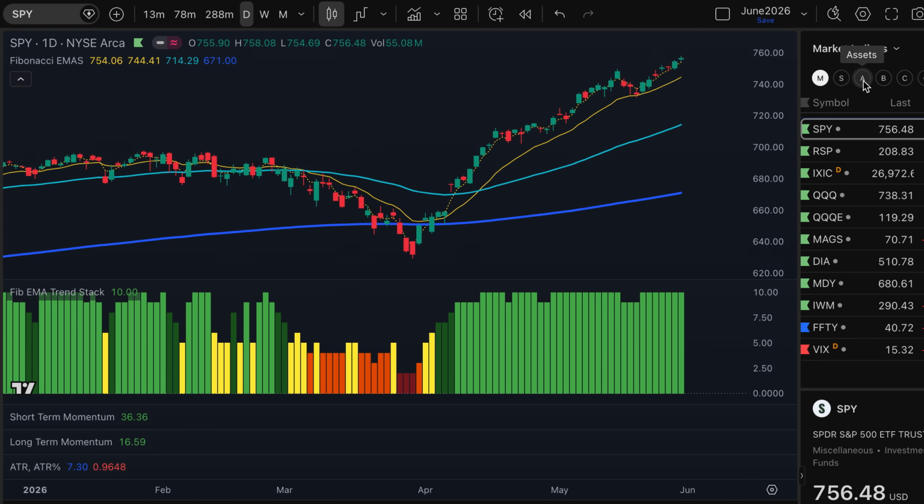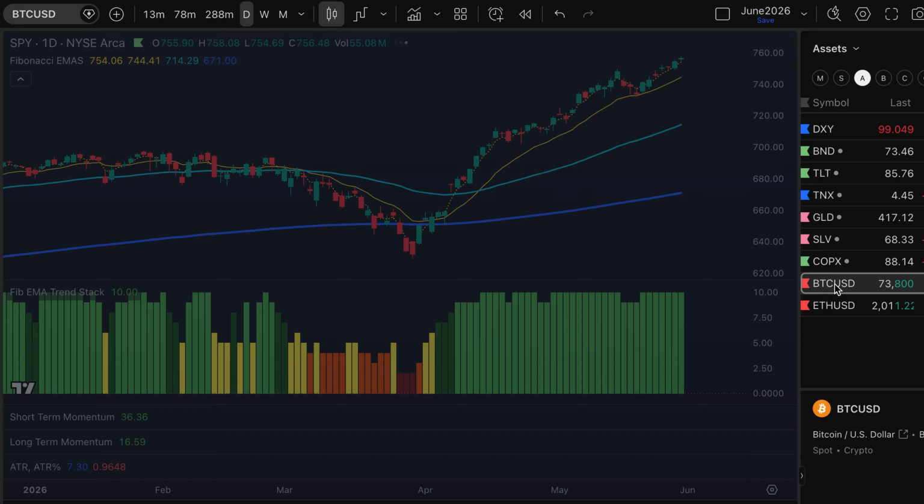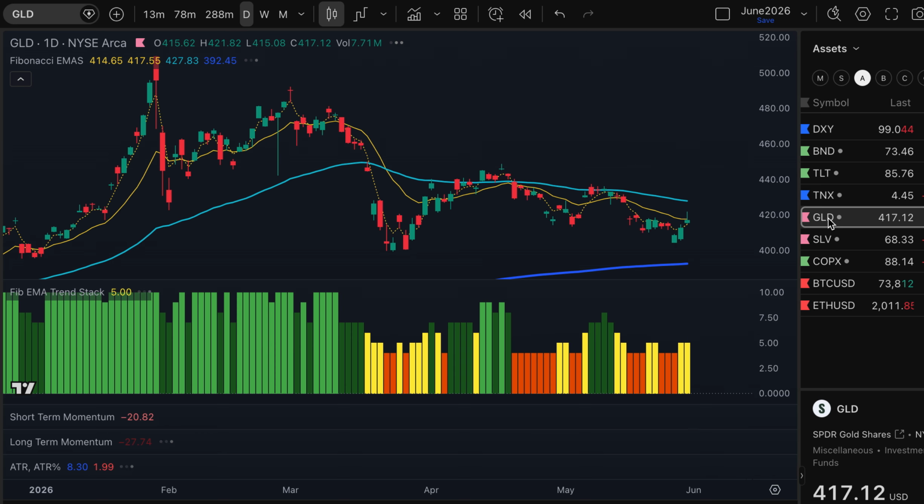Let's look at one where the trend is not so good. For example, we'll look at Bitcoin. So here you can see the 3 is below the 13, it's below the 55, everything's below the 233. So this is what a chart looks like that's not uptrending. That's Bitcoin. Or we could look at gold. Gold is also struggling a little bit.